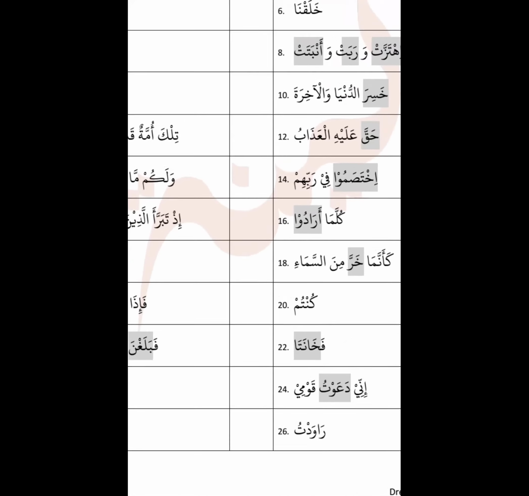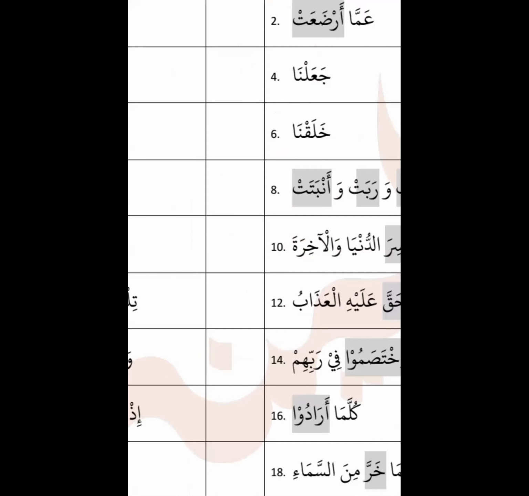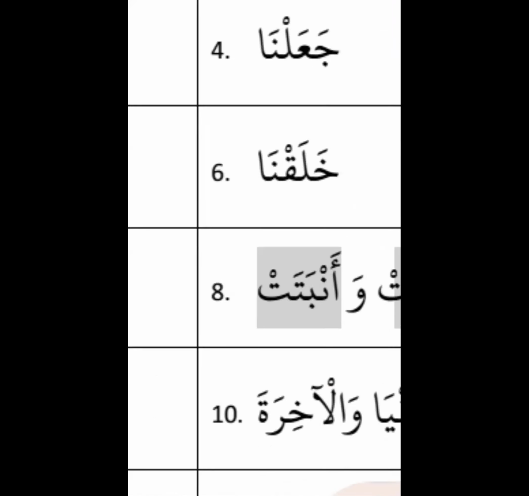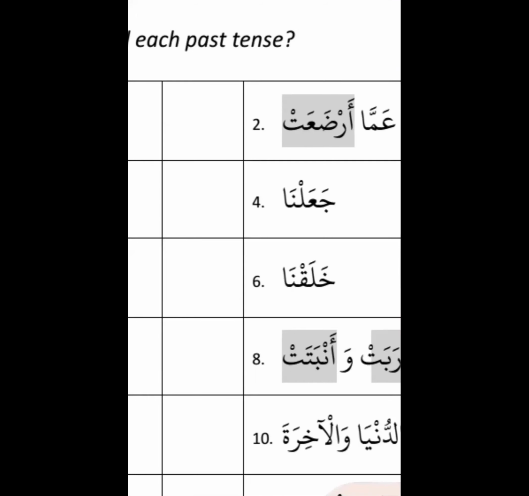Okay, we'll do this one and then we'll move on, inshallah. Number 8, the last one. Ambatat. Aslama family with the feminine one. And Ambata, which was past tense. Which version of past tense? What's the inside doer? Inside doer is she, here.